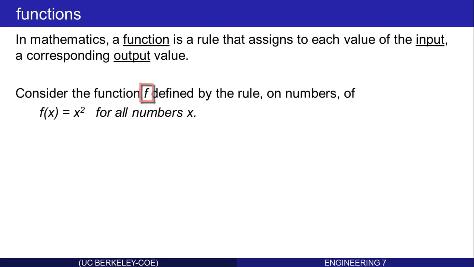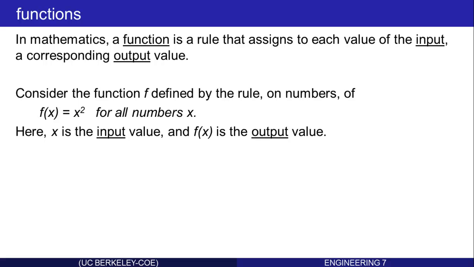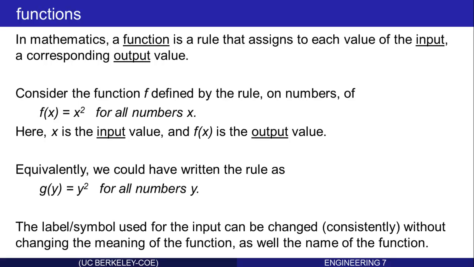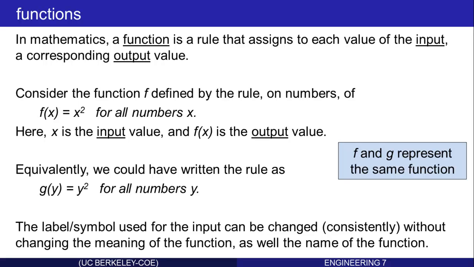Here, a function named f transforms an input value x by squaring it to produce the output value f of x equal x squared. X is the input value and f of x is the output value. Of course, renaming the function and using a different symbol to unambiguously describe the rule doesn't change the function. Here, instead of using x to describe the function, the symbol y was used, and the function name has been changed from f to g. Nevertheless, this represents the same function.